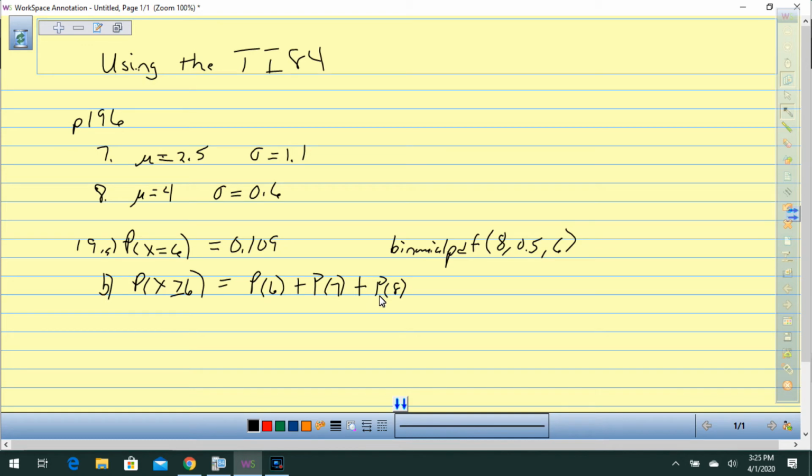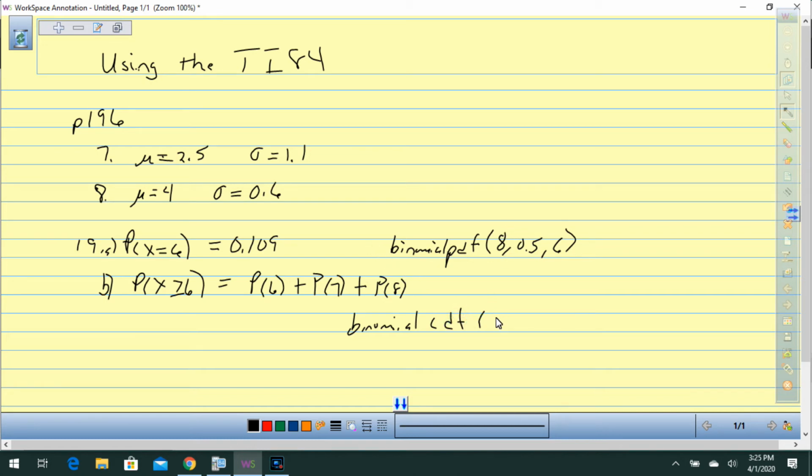Now, we're going to have to do this a little bit differently on the 84, because the 84 has the same command that the Inspire had, but it works a little bit differently. It's the binomial CDF, cumulative distribution, cumulative is what it stands for.